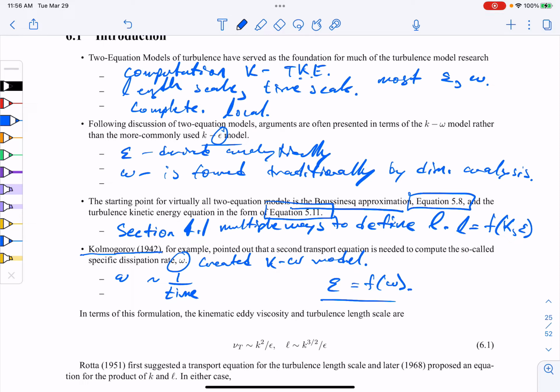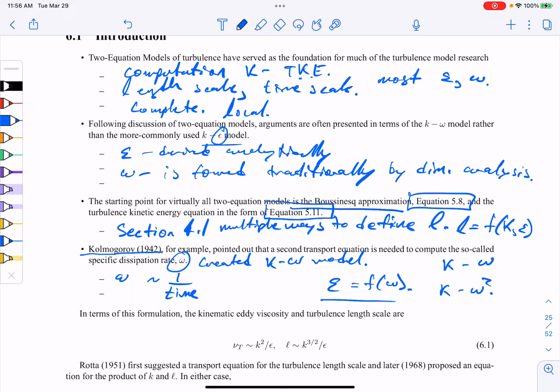For example, in two equation models for omega, Kolmogorov's model is for omega, and other ones might be k omega squared models. So you even have to look at these papers and the models and the codes and understand which one you're using if you want to convert back and forth.